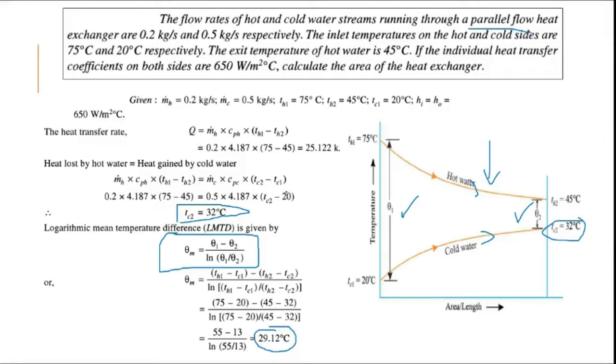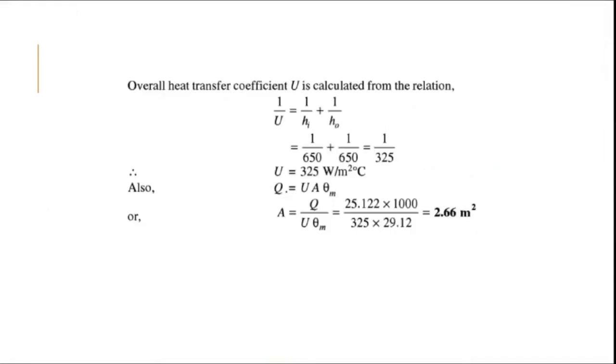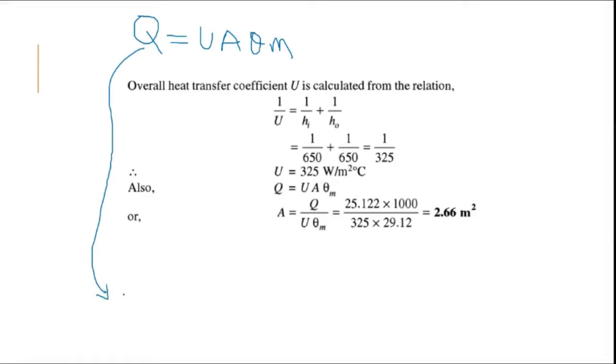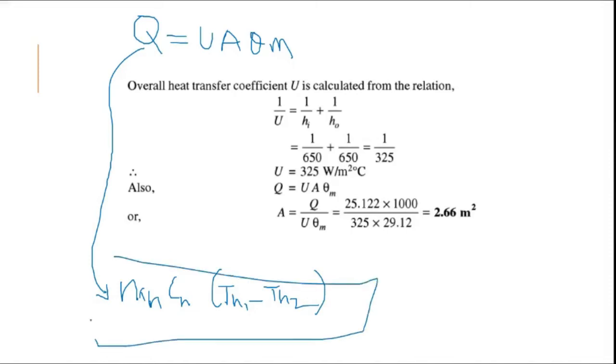Okay, we have to find out the area of the heat exchanger. We will see what has to be done for that case. For finding the area of the heat exchanger, we can equate Q is equal to U A theta m. Now this heat transfer term can be calculated, or was already calculated, by m_h c_h (T_h1 minus T_h2), or the other relation, m_c c_c (T_c2 minus T_c1), because all the values here are known.